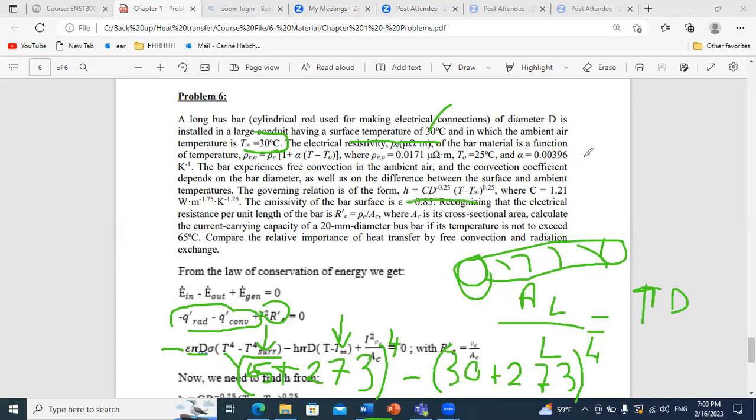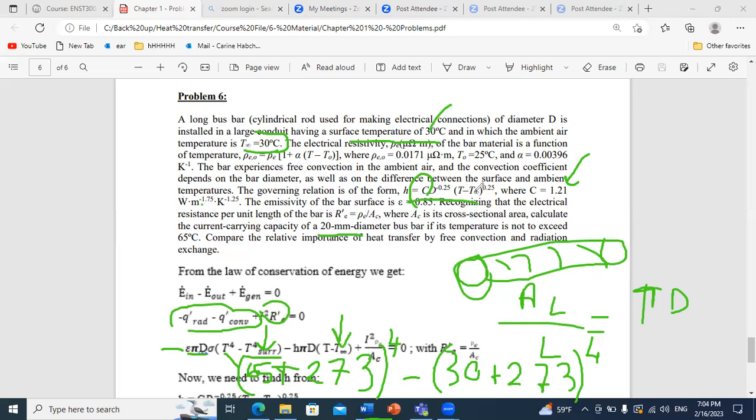They gave you C. How to know units? Please pay attention. Here you have watt per meter Kelvin, watt per meter to the 1.75 Kelvin to the 1.25. What do they mean by this? The units used are watt, meter, and Kelvin. So these should be in meter. You cannot keep it in millimeter and just replace it. Pay attention to convert it to meter, because the constant units are watt, meter, and Kelvin.